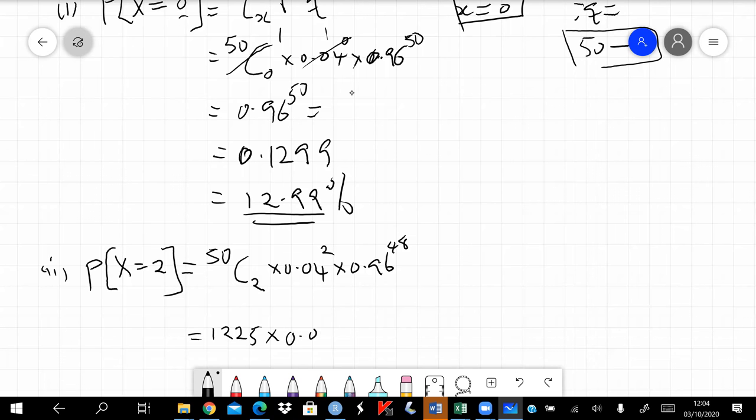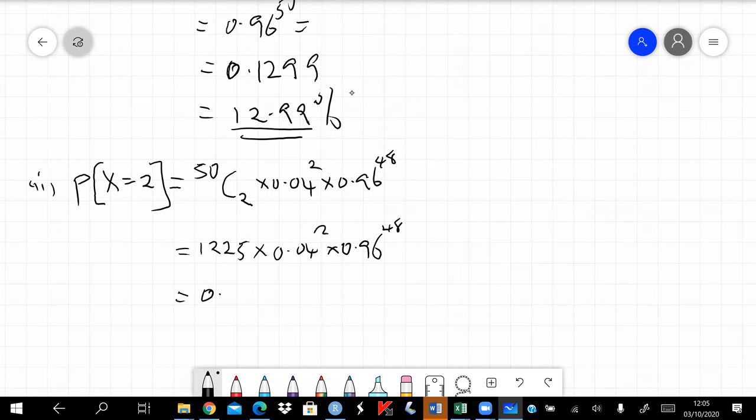Multiply by the rest, 0.04. I prefer you just press the entire thing using your calculator. You get the answer 0.2762. Is 0.2762 correct, isn't it? Yes, that's the correct one.